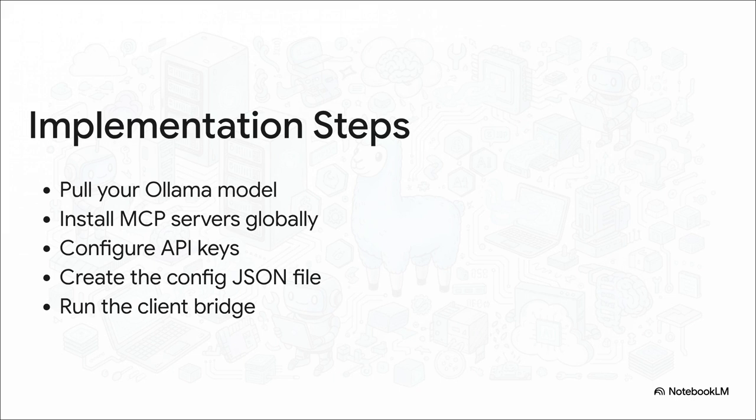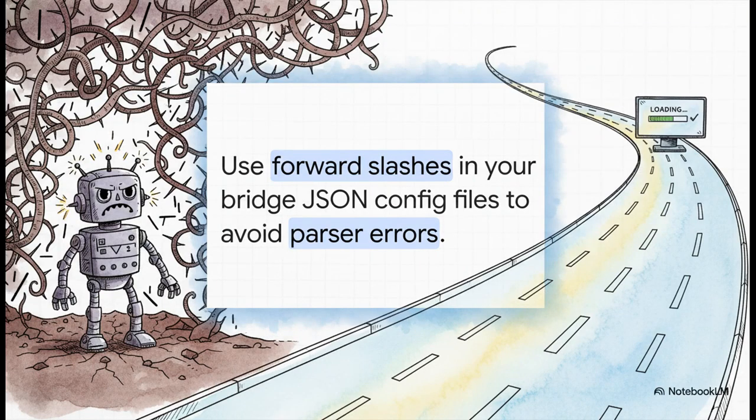It's that straightforward. Now, a really crucial pro tip straight from the developer community. If you are setting this up on Windows, you've got to watch out for path issues. The parsers in these bridge clients can easily choke on Windows drive letters and backslashes. So to avoid some incredibly frustrating errors, just make sure you use Unix-style forward slashes in your JSON config files.